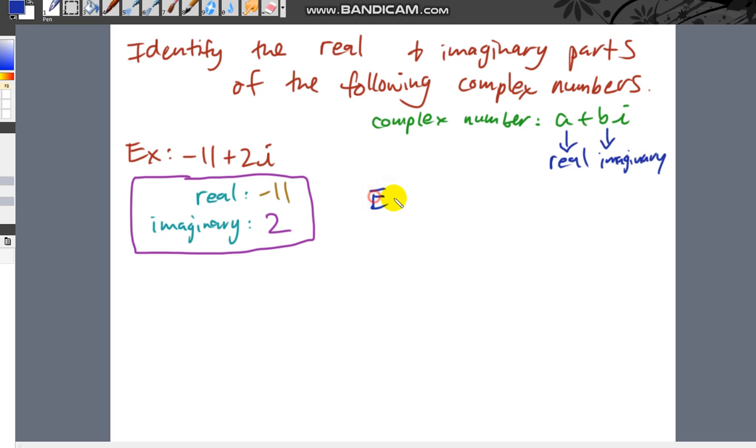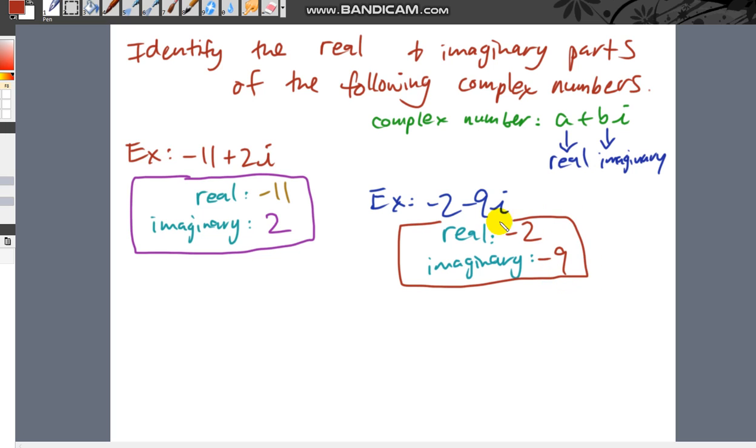Let's take another example. So let's say I give you something like negative 2 minus 9i. Okay, so again, if I ask you to find the real and imaginary parts, all I'm looking for is what part is real. So the real part is negative 2. The imaginary part is going to be the part in front of the i. So that's negative 9. Okay. Next example, if you guys start to see a pattern, let's say I have 42 plus 46i.